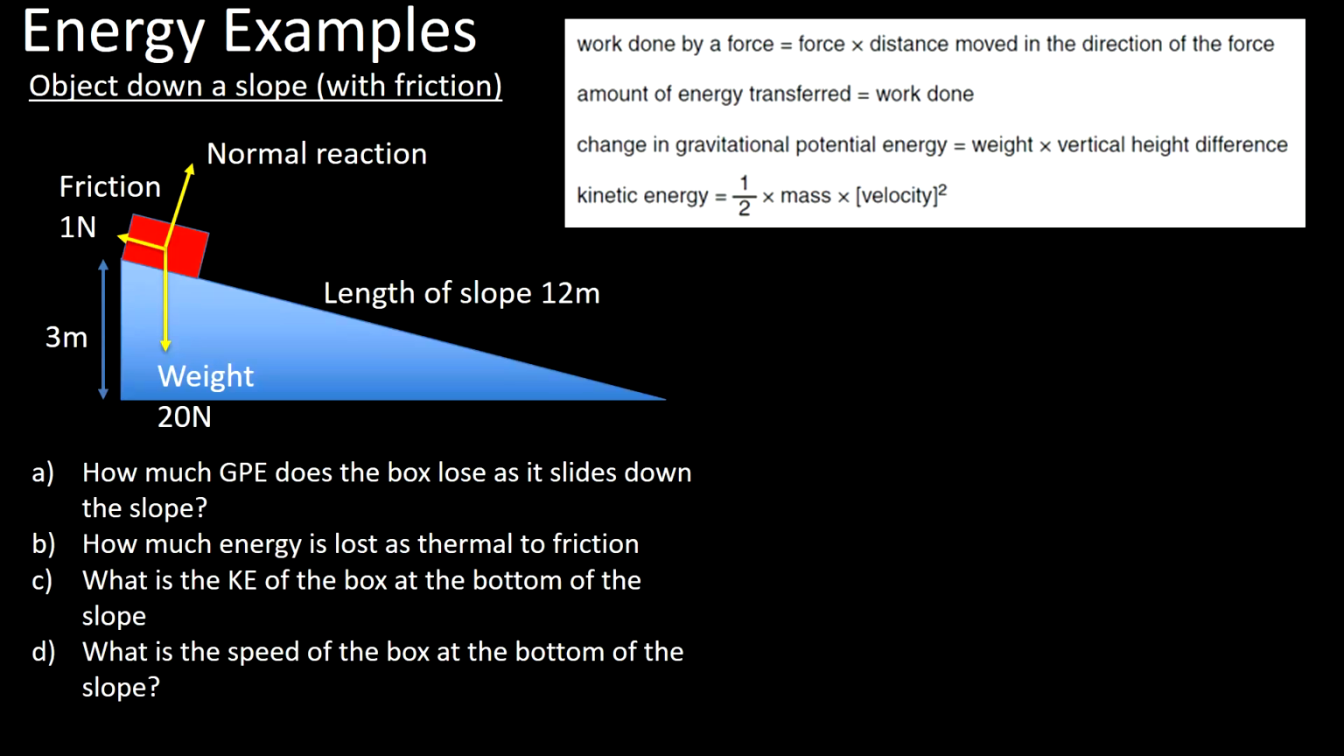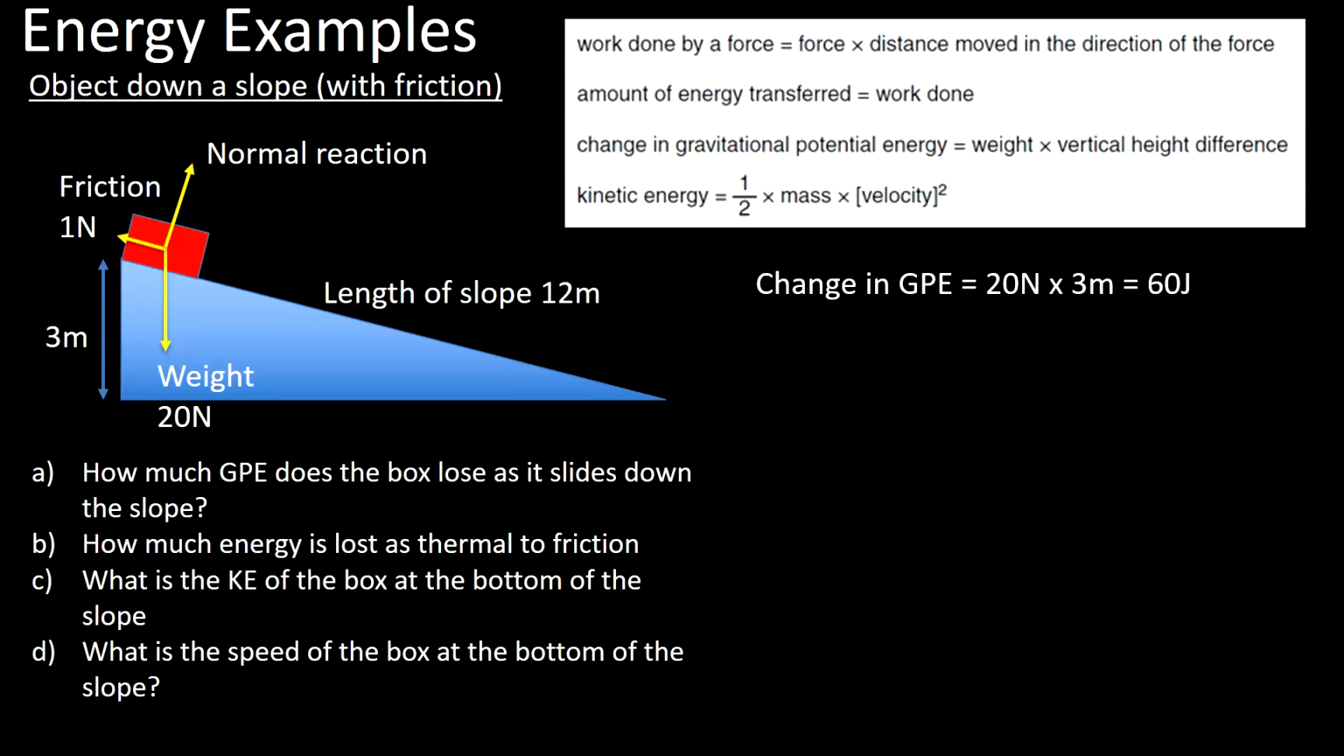So, first part, how much GP does the box lose as it slides down the slope? Well, remember, the only thing that matters for gravitational potential energy change is the vertical height difference. So we just need to make sure we're using the vertical height. Okay, so the vertical height on the diagram is 3 meters and the weight is 20 newtons.